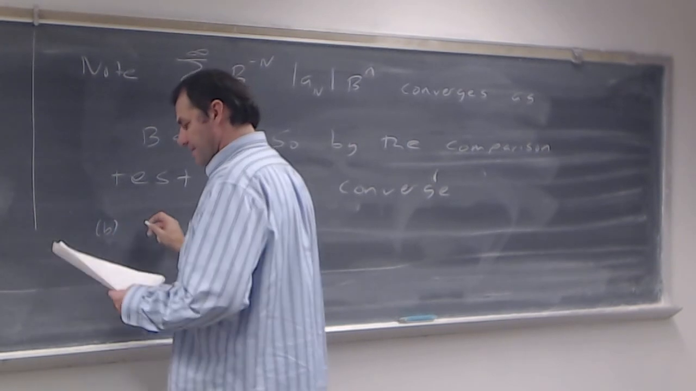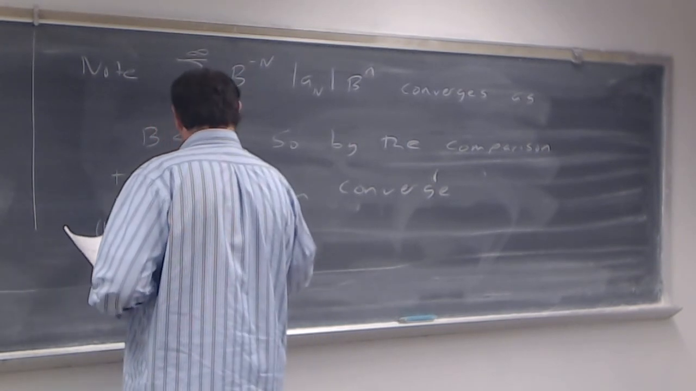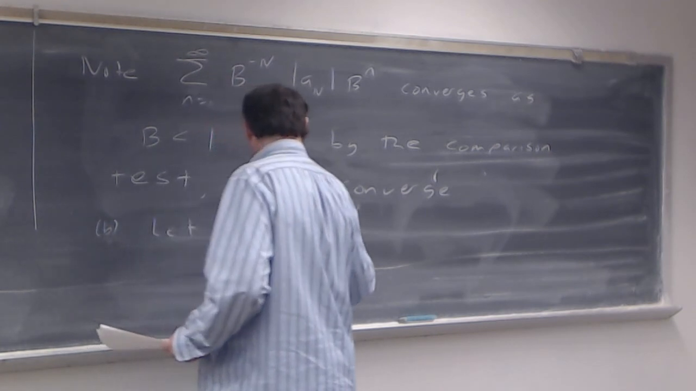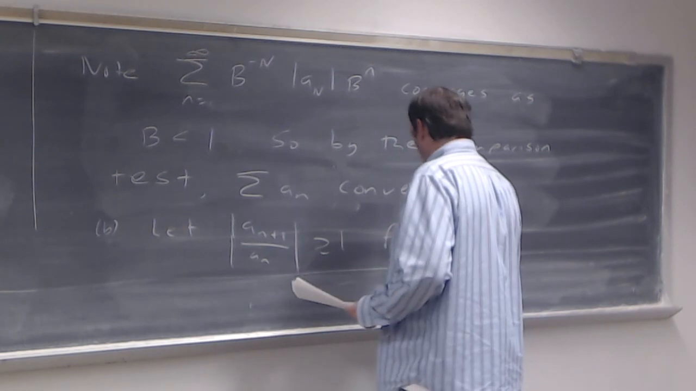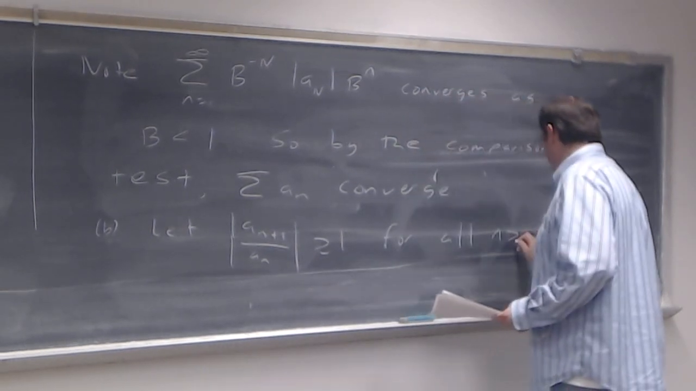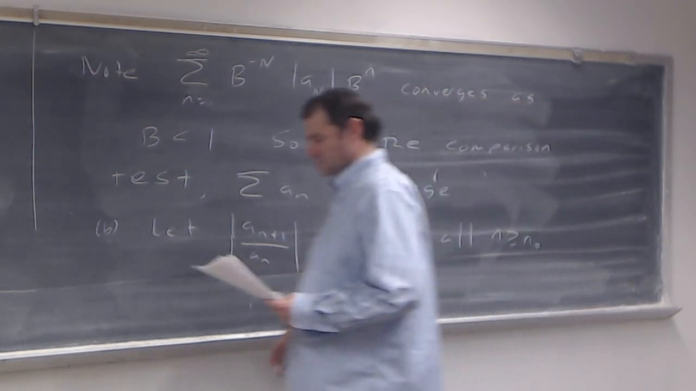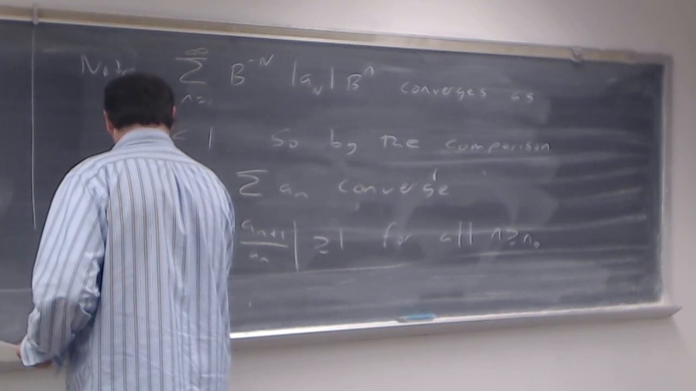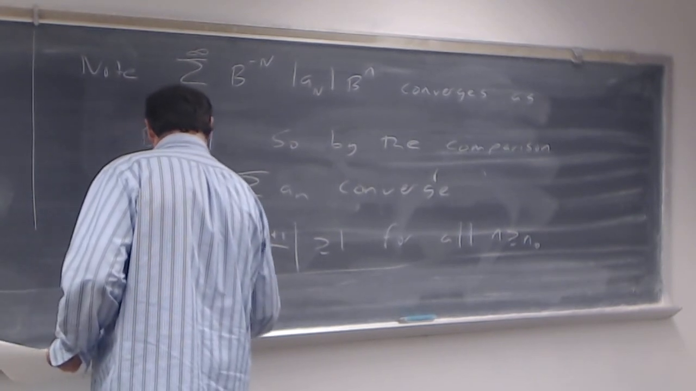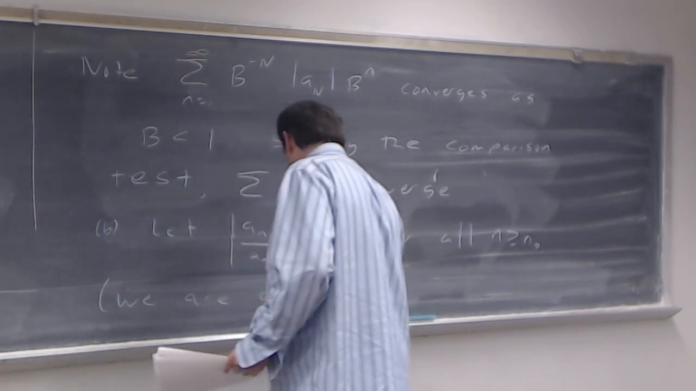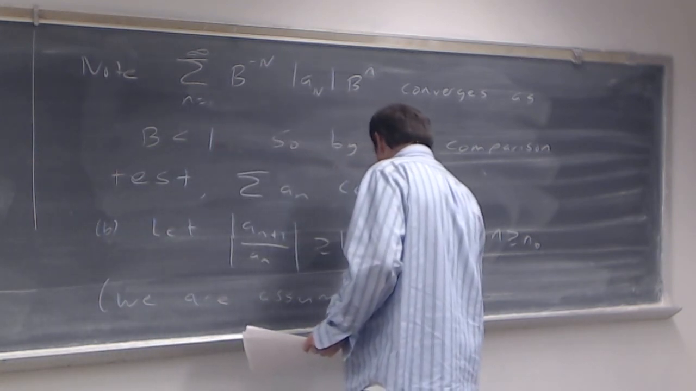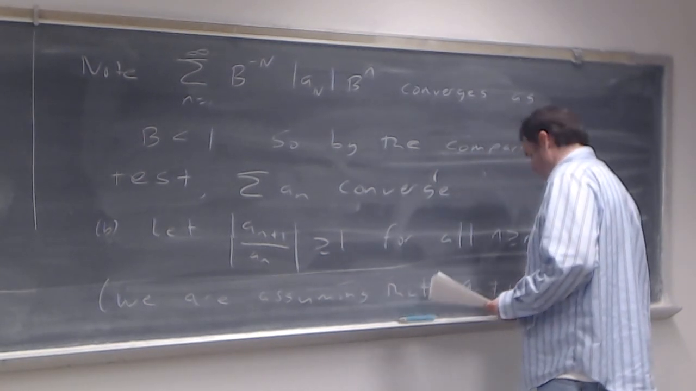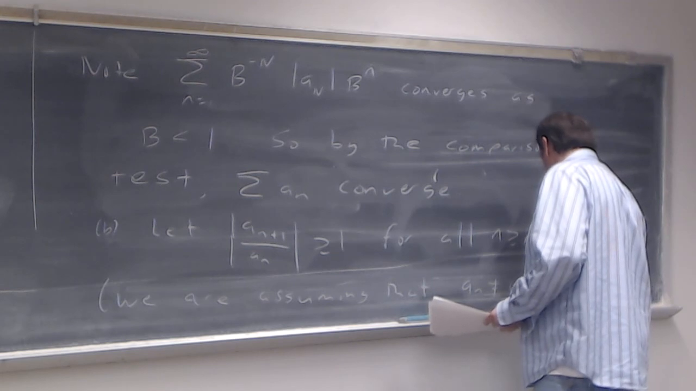The proof of part B is if we let the absolute value of a sub n plus 1 over a sub n be greater than or equal to 1 for all n bigger than or equal to some n naught, then, well, before I say then, let me just write a side note. We are assuming in the statement here that a sub n is never 0. That's something to keep track of. And that's true for all n bigger than or equal to n sub naught.